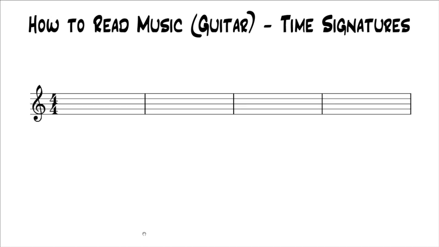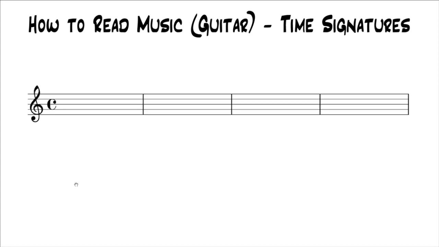And one last thing before I leave this lesson, I mentioned that 4-4 is the most common time signature that you'll see in Western music, and it's so common that it's actually called common time. So if you see this symbol, that represents common time, which means it's in 4-4.